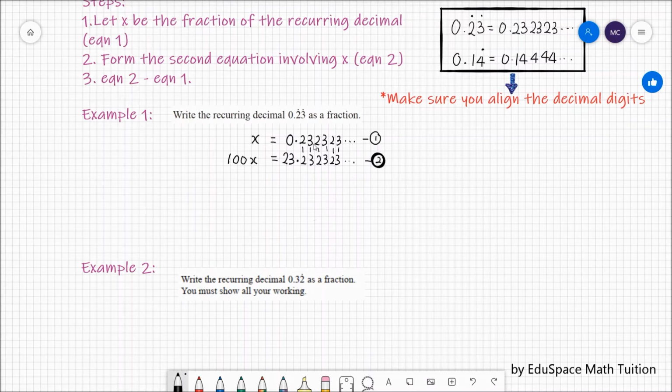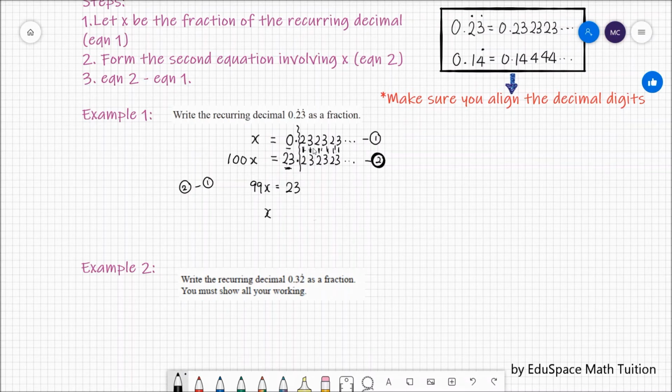So now we are going to do simultaneous equation, where we just have to use equation 2 to minus our equation 1. So equation 2 is having 100x, equation 1 is having x, so 100x minus x will be giving us 99x. Meanwhile, for the right hand side, if you realize it properly, after the decimal point, everything at the back is exactly the same. So if I use my equation 2 to minus equation 1, my entire thing at the back will be totally cancelled out. So I will be only left with 23 minus 0. So therefore 23 minus 0, I will be only getting 23.